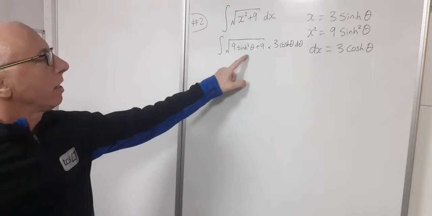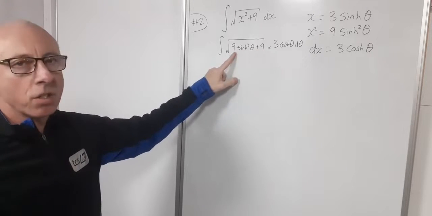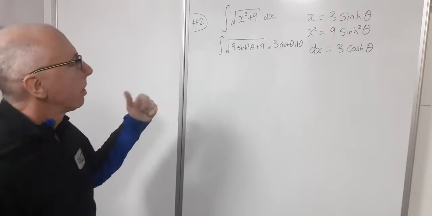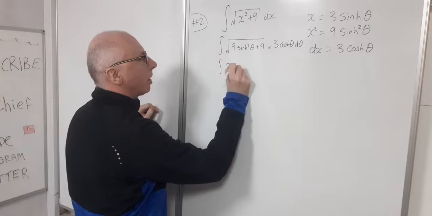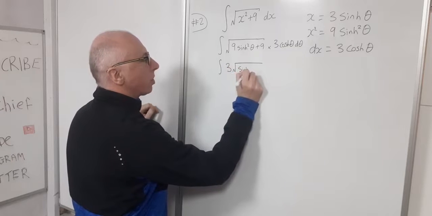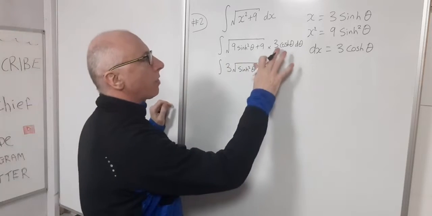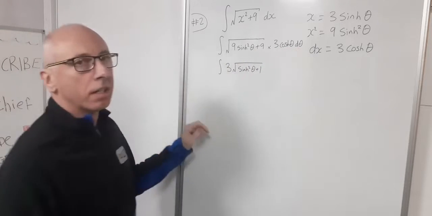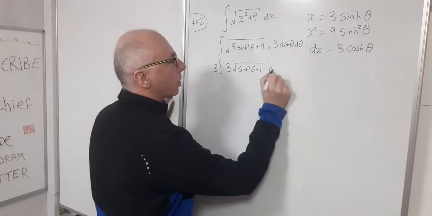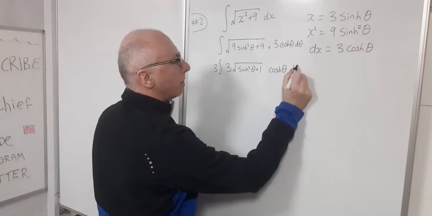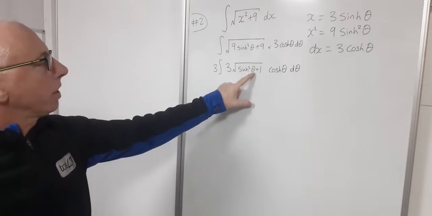Okay, right. Now I need to do something with this. So I've got a 9 and a 9, so I could take the square root of 9 out of it. So let's do that. Now I've got the square root of 9 coming out, which is 3, and then I'm left inside with sinh squared theta plus 1. So that will be the same value, and I've got 3 cosh theta d theta. So this time I'm going to put my 3 out the front and write my cosh theta with d theta.